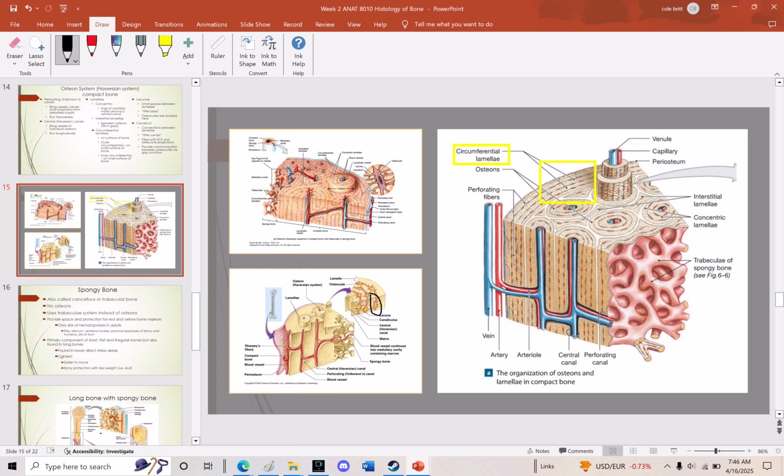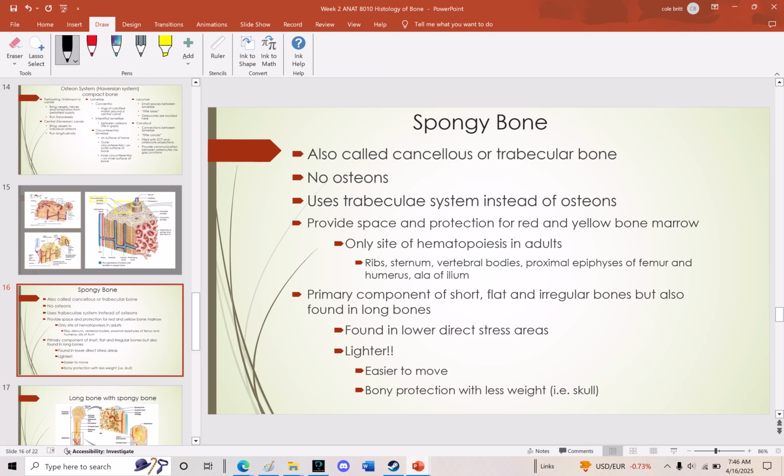Inside the spongy bone is the only place we find the formation of new blood cells, hematopoiesis. And we said the difference between erythropoiesis and hematopoiesis was what? Erythropoiesis was specifically red blood cells. Hematopoiesis was all blood cells, right? So it could be platelets, it could be white blood cells, any of those. The only place we see this happening is in the ribs, sternum, vertebral bodies, proximal epiphysis of the femur, humerus, and the ala of the ilium. So that lets you know all of those areas are filled with spongy bone.